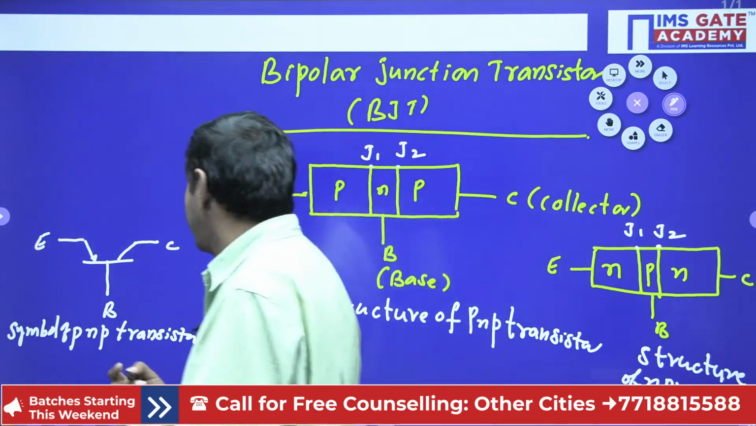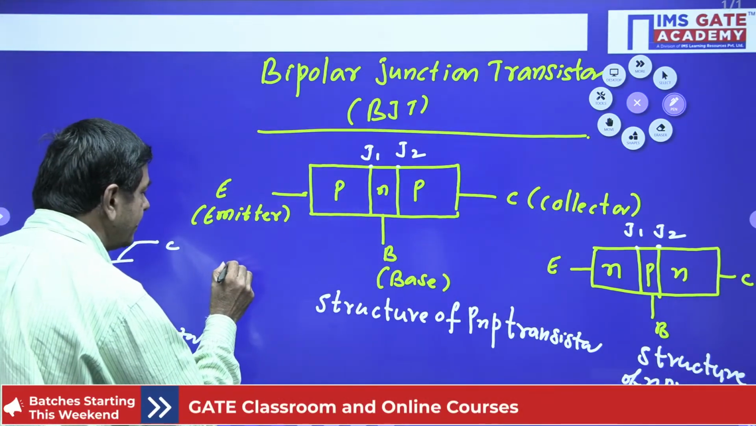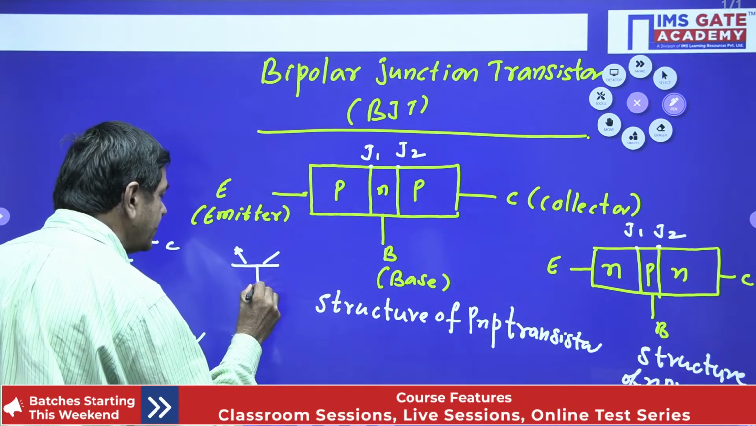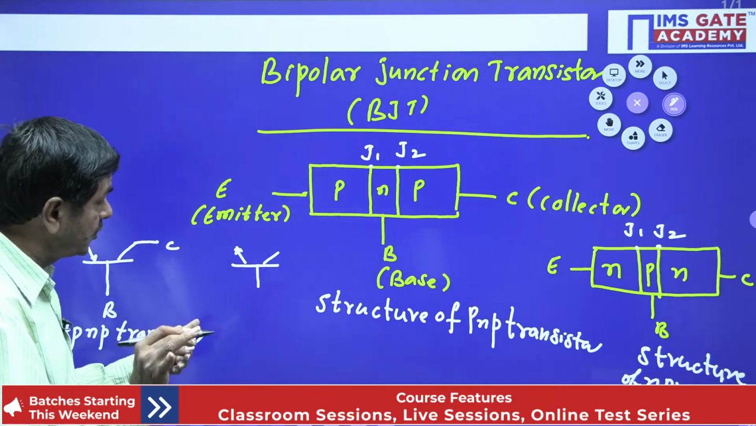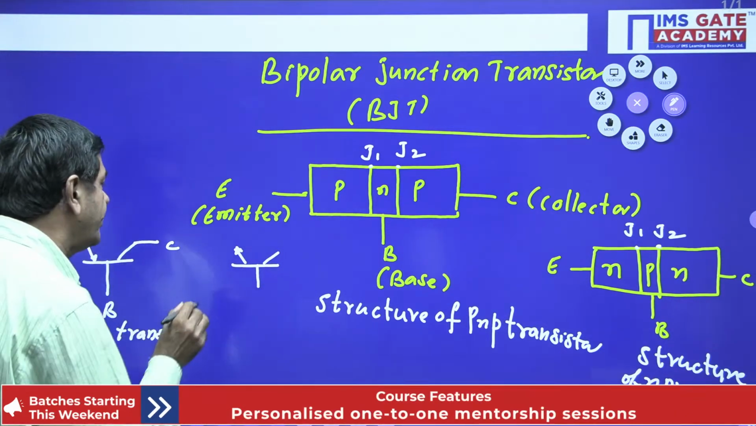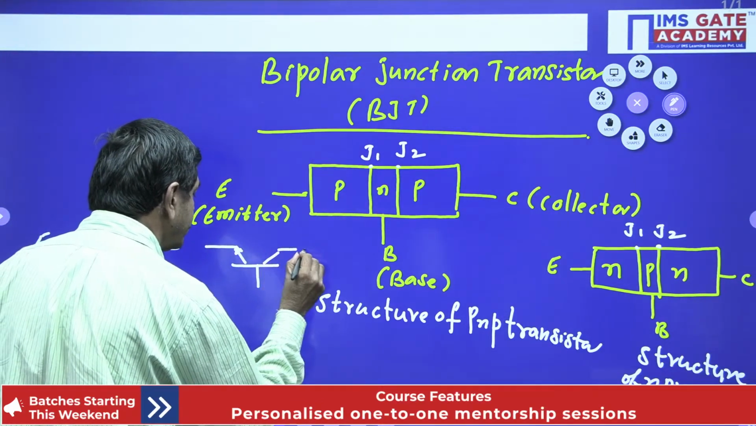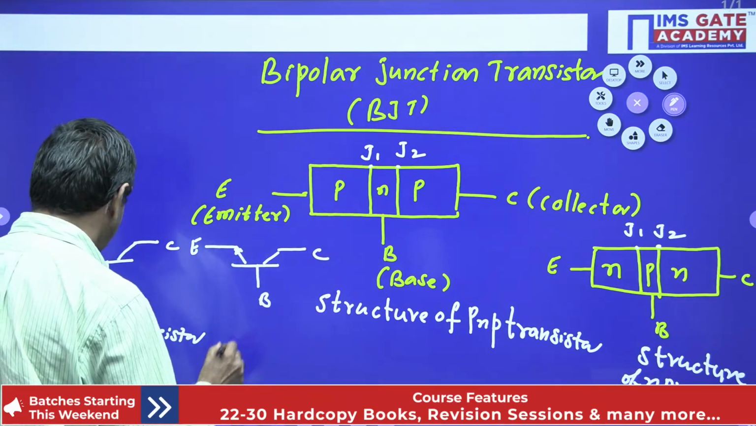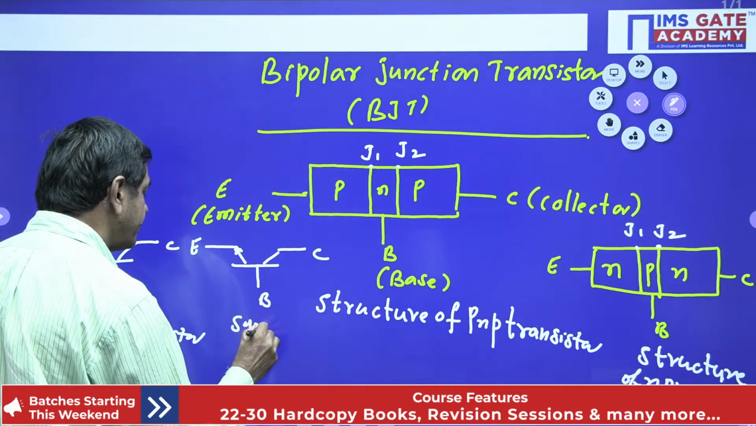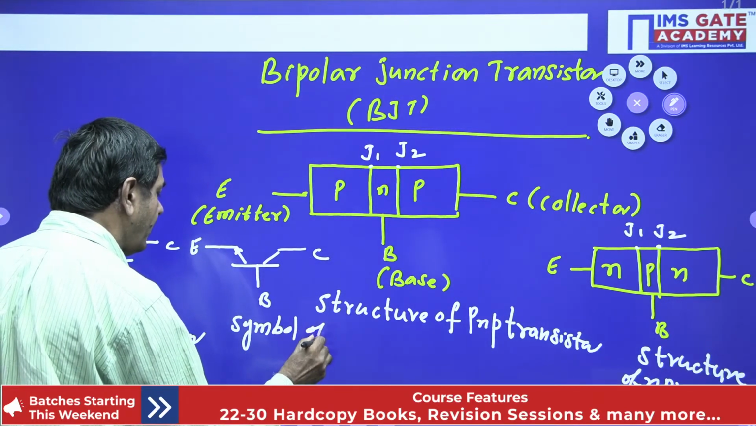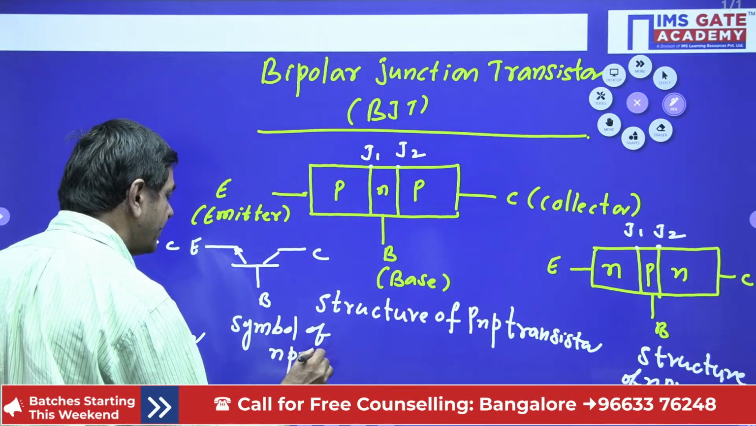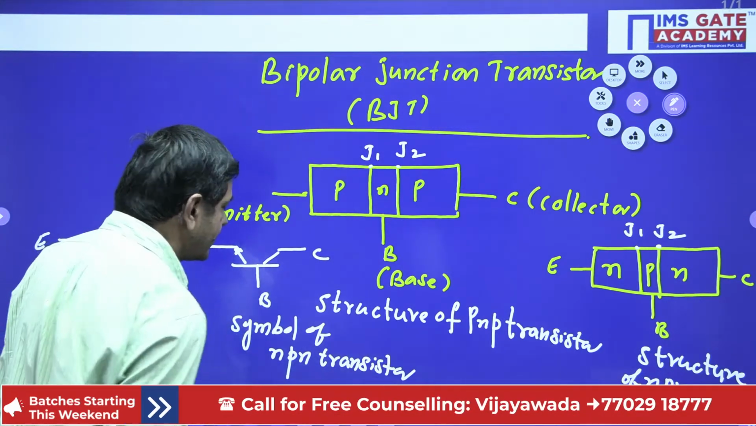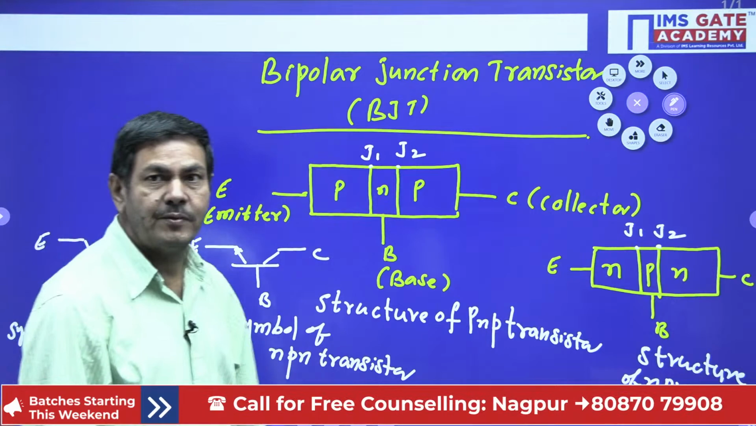If it is an NPN transistor, that symbol is taken in this way. The direction must be reversed. But the direction you must always put at the emitter only. At the emitter only you need to put it. That's very important. This is the emitter, this is a base, this is a collector. This is the symbol of the NPN transistor. Like that I can put the symbols of NPN and PNP only now. We can put them in such a way.